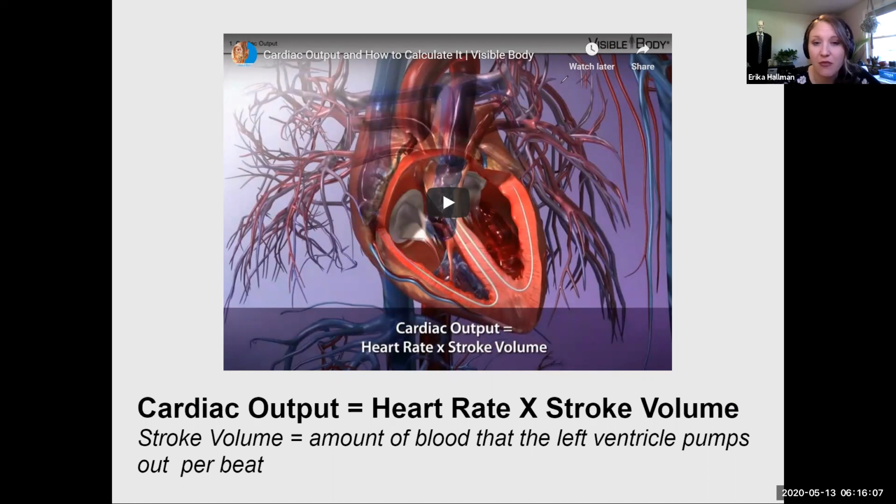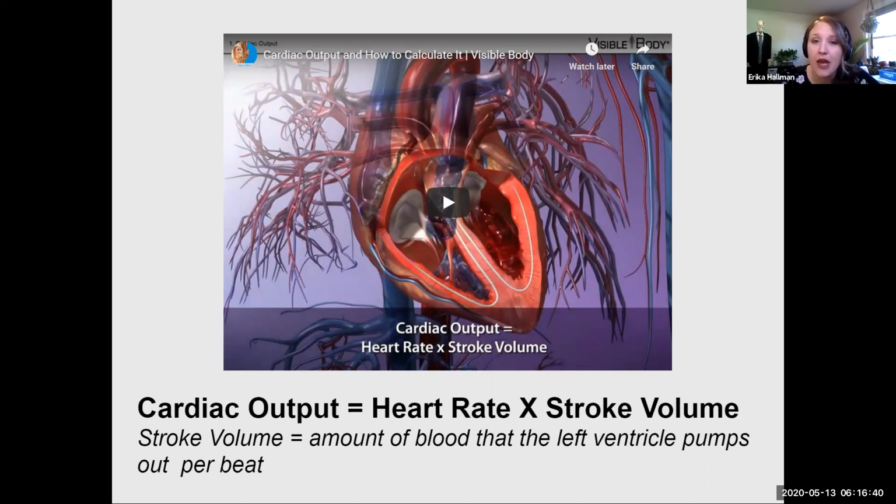That would be the number of beats per minute, or beats per second, depending on what variable you're using. And you multiply that times the stroke volume. The stroke volume is the physical volume of blood that the left ventricle is going to pump out for each beat. So essentially you take that heart rate, you multiply it by the stroke volume, and that's going to be your cardiac output.